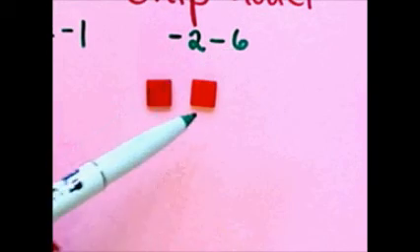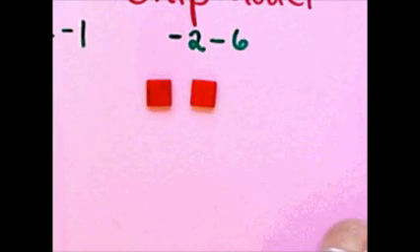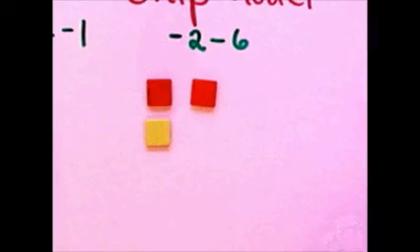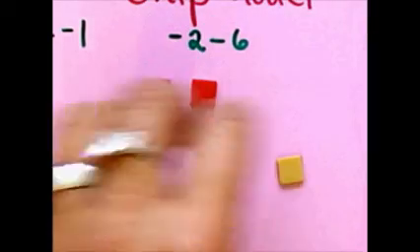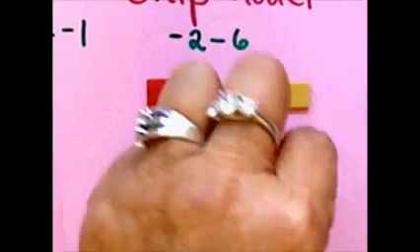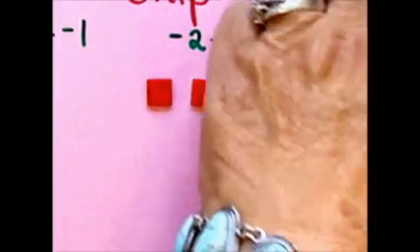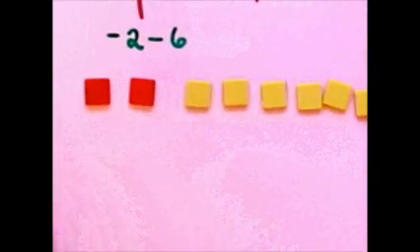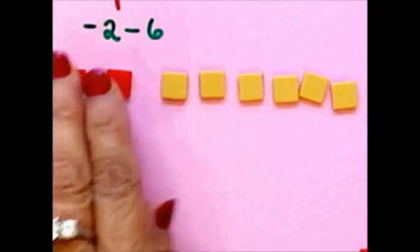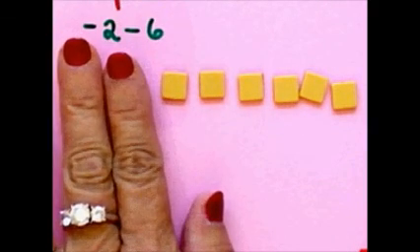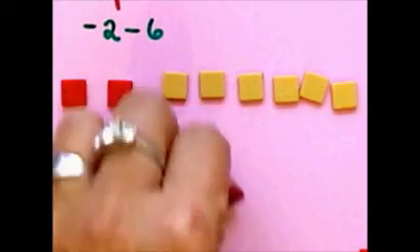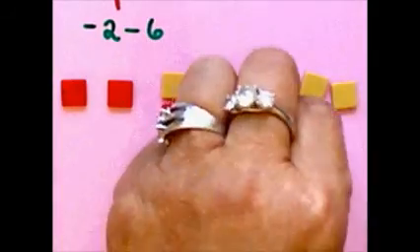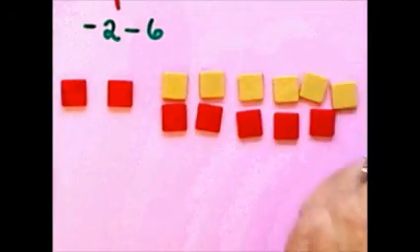I don't have 6 to take away, so I have to put 6 on there. I don't have any positives at all, so I need 6 positives. Okay, so I'm going to put my 6 positives here. Alright, but I can't just add 6 positives. Okay, I can't have anything different than negative 2. So what I have to do is add 6 in the form of 0 pairs. Okay, so basically I've added 6 0 pairs.